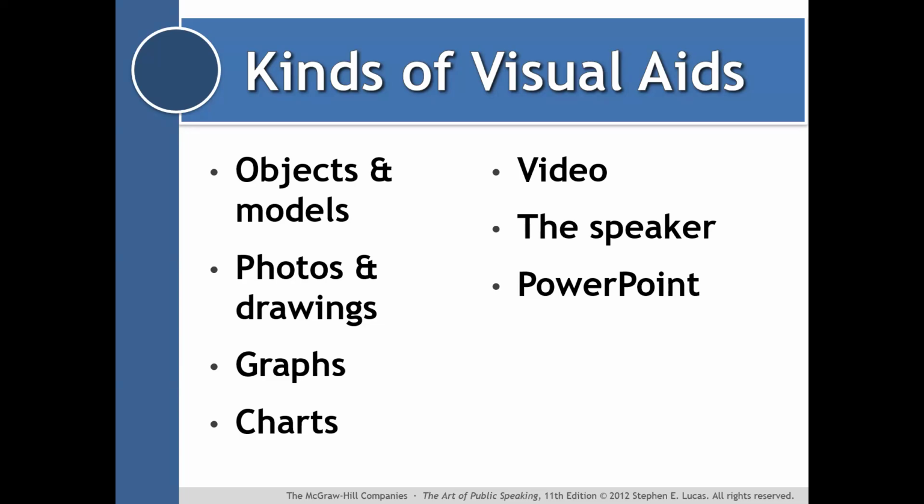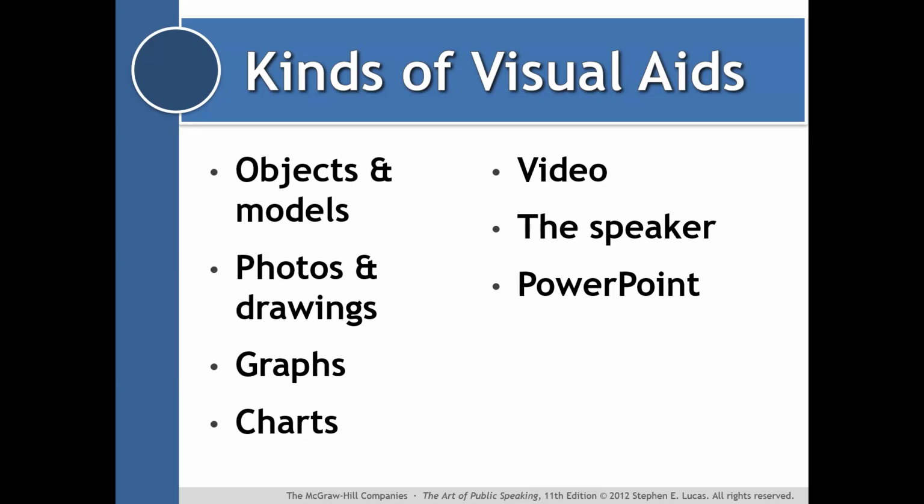A PowerPoint slide counts as a visual aid as long as it's not a title slide or a works cited page. 3 different slides count as 3 separate visual aids, but 3 different images on the same slide count as only 1. If I put 3 different pictures on one single slide, that would only count as 1 visual aid.